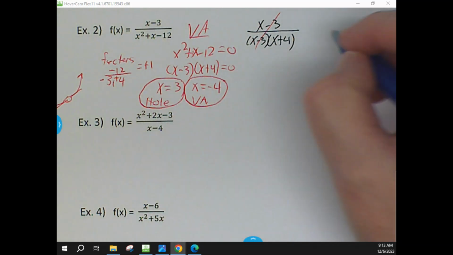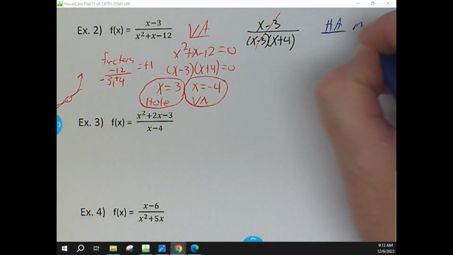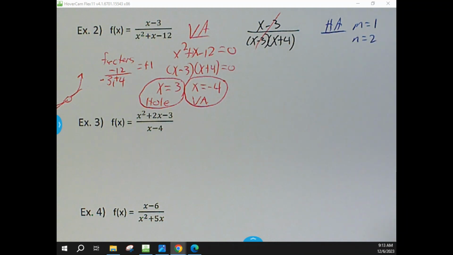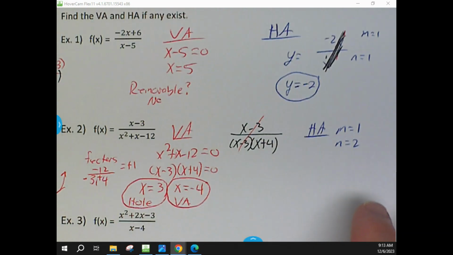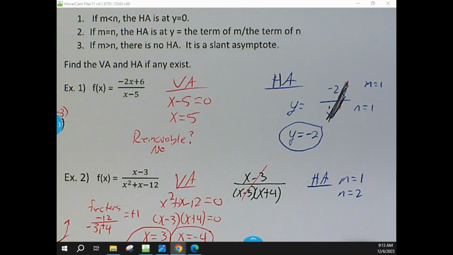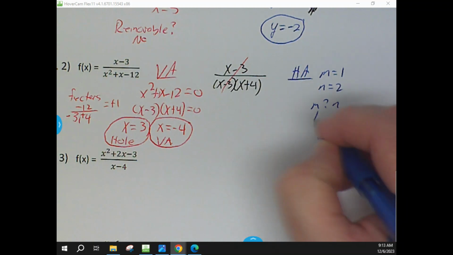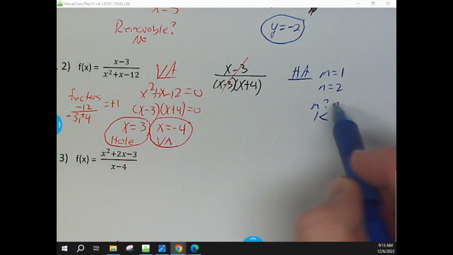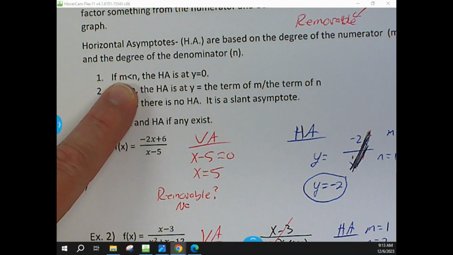Okay, and then horizontal asymptotes. The numerator is degree 1. The denominator is degree 2. Notice over here, the m is always first, so you always have to put your m value first. In this case, you need m compared to n. That's 1 and 2. Well, 1 is less than 2, right? So m is less than n, which means by default, this thing is going to have a horizontal asymptote at y equals 0.